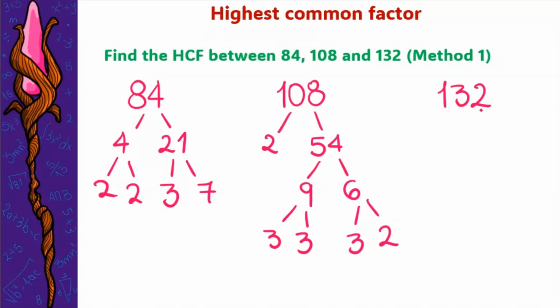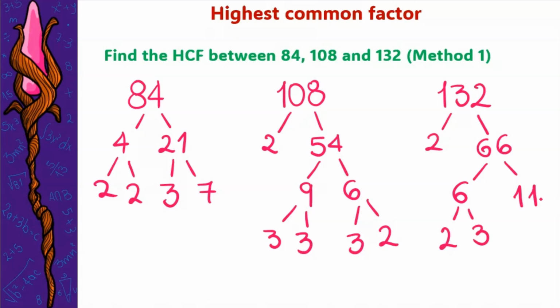And 132. Same thing, I'm going to cut it in two parts first. That is going to give me 66. Then 66, I'm going to write it as 6 times 11. And finally, 6 is 2 times 3. 11 is also a prime number, so we have finished.